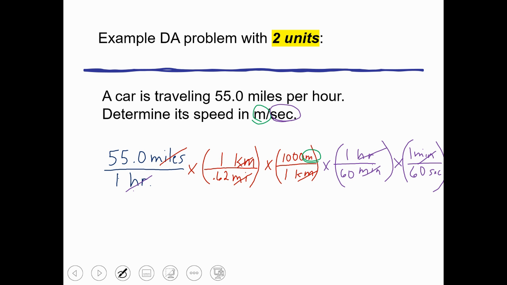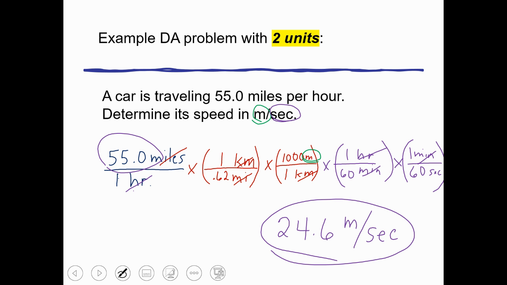In this one, I would take the 55, divide by the 0.62. You divide by anything that's on the bottom. Multiply by 1,000 since it's on the top. Divide by 60 and divide by 60 again. And with 3 sig figs, I get 24.6 meters per second. And I'm doing 3 sig figs because my speed had 3 sig figs. So that's the equivalent in meters per second. If I was going this fast on 83, I would be doing exactly the speed limit on 83.